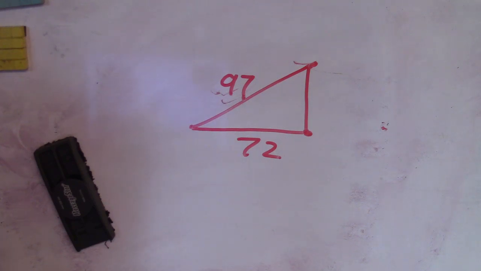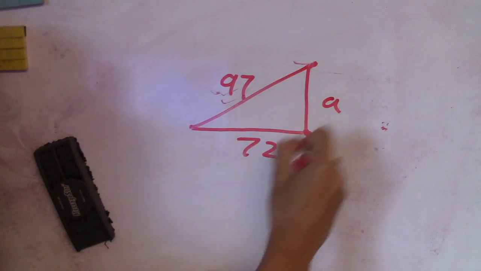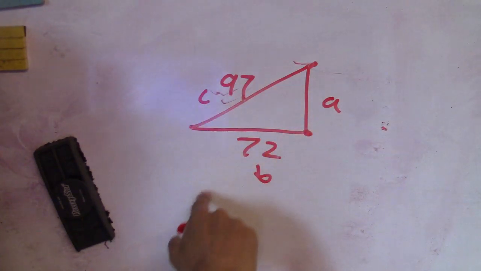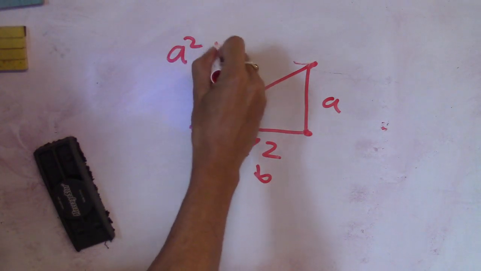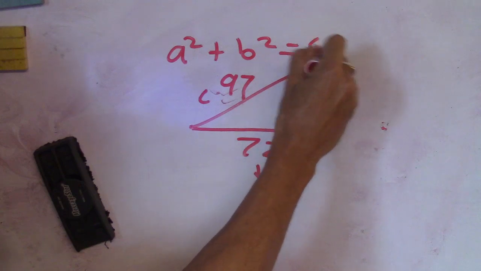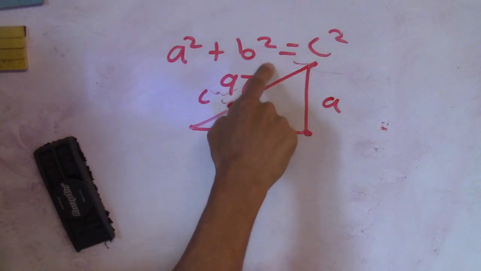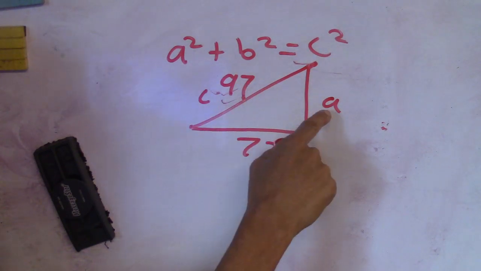So wait a minute, are you going to add or subtract this time? There you go, good. So you just wrote down A, B, C, fine. And you know that it's A squared plus B squared equals C squared. So you've got C and you've got a B, but you don't have A.